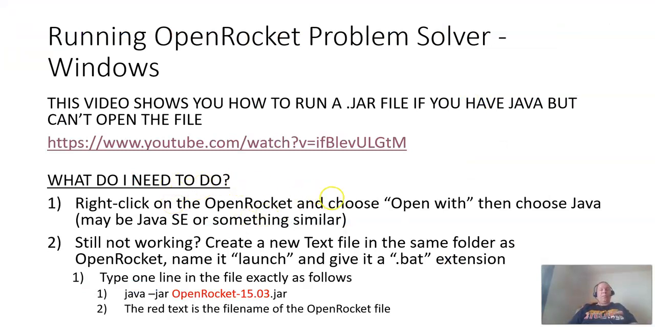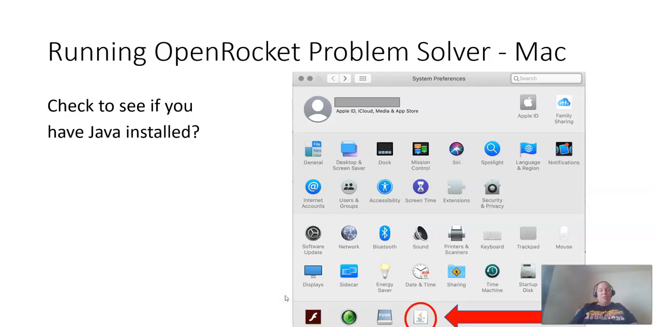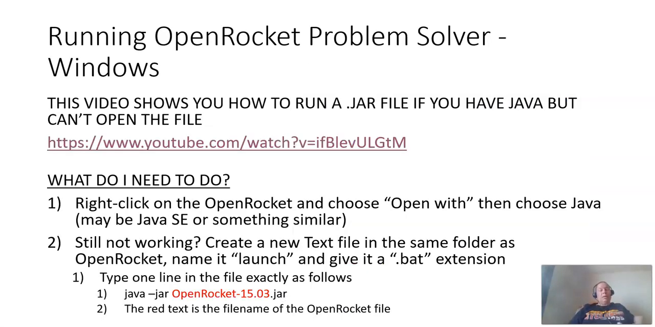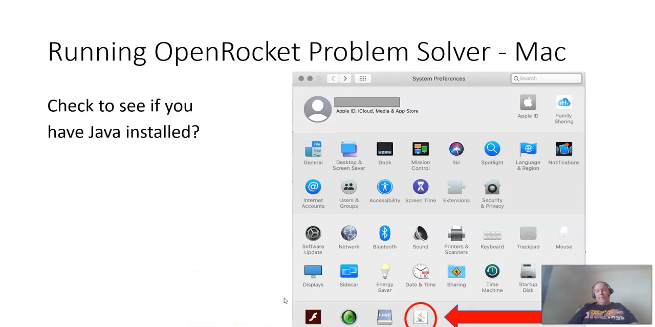So make sure that you have Java installed. Create any text file. Give it a .bat extension. Save that file. Open it and type in the line there where it says OpenRocket. Oops, sorry about that. And then close it, double click and run that file. It should work. If you have Java on your computer, this should work. If it doesn't, then maybe you typed this line down here incorrectly. So that should do it.